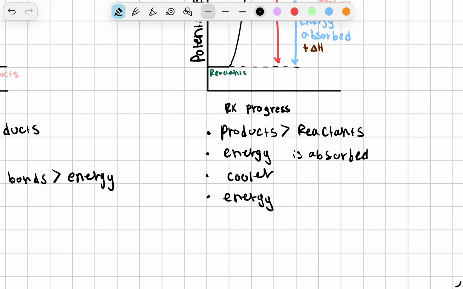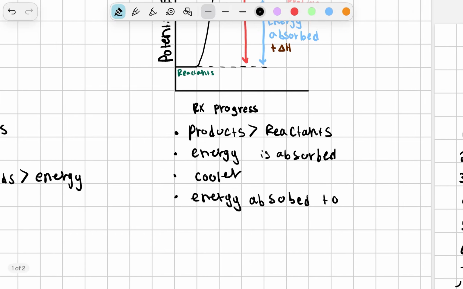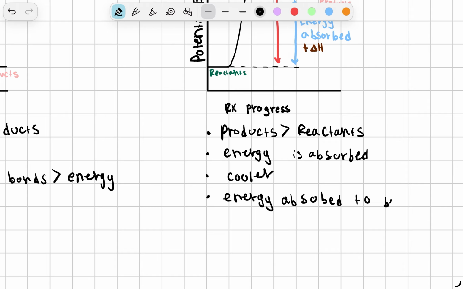So energy absorbed to break bonds is greater than the energy used to form bonds.